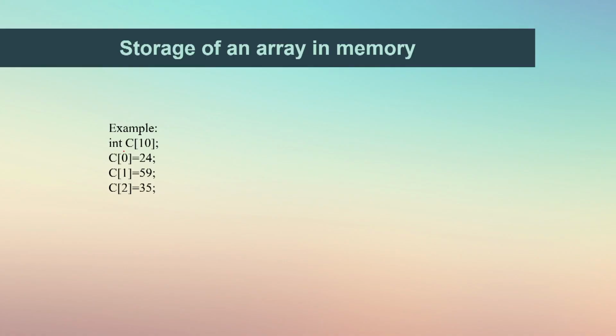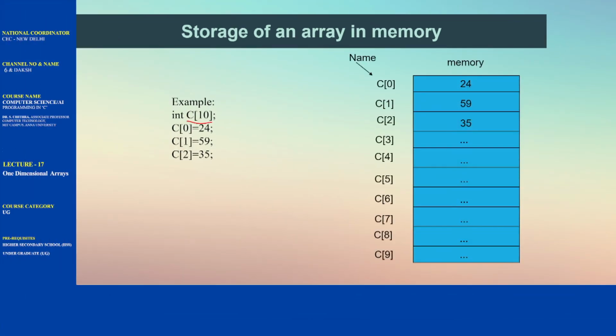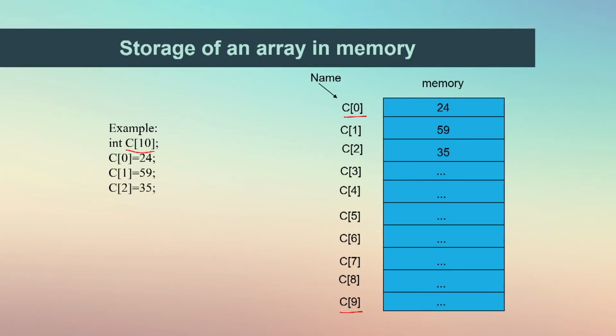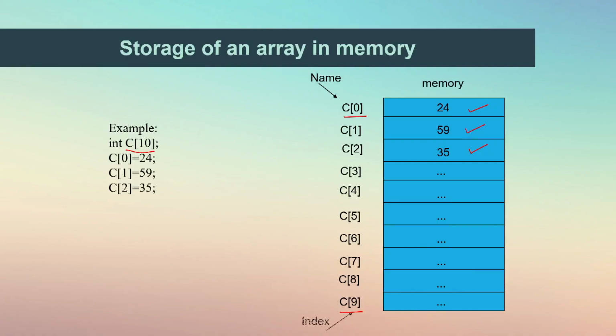Since the array is created with 10 maximum elements, 10 contiguous locations will be allocated for the array C, starting from the index C of 0 to C of 9. We can see that the first 3 elements of the array are assigned the values 24, 59 and 35. These are the first 3 elements of the array assigned in the memory. Even though it has 10 contiguous locations, only the first 3 elements have been filled.